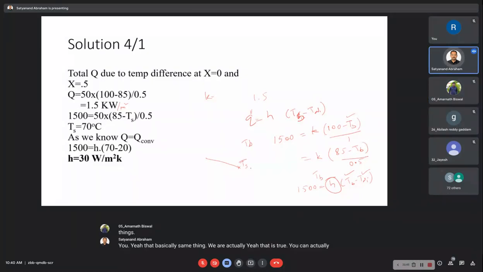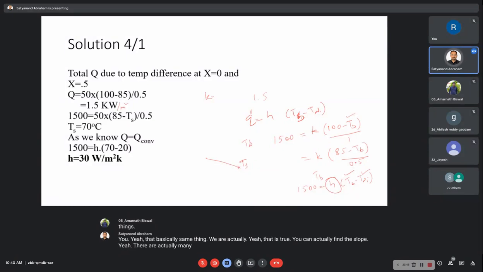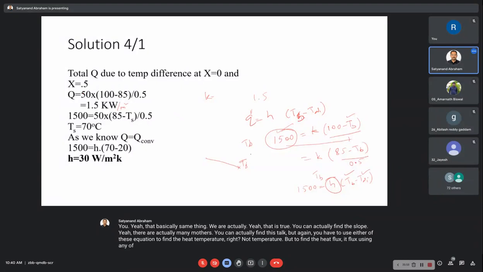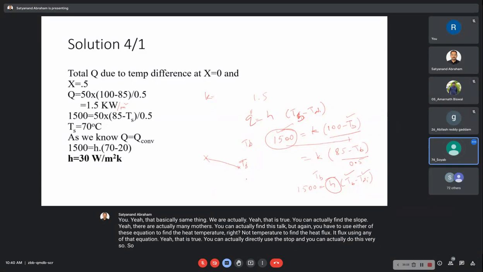That is true. We can find the slope. There are many methods. But again, you have to use either of these equations to find the heat flux, not temperature. Heat flux using any of those equations. Yeah, that is true. You can directly use the slope, and that is also done very well. So that's how we can find the heat transfer coefficient for the convective cooling. Okay.